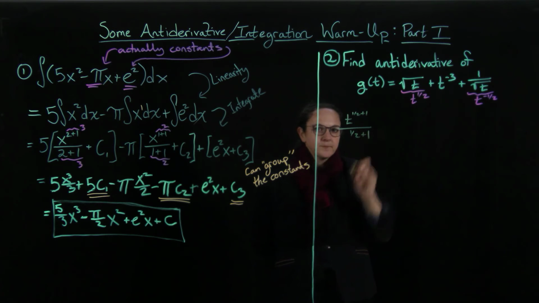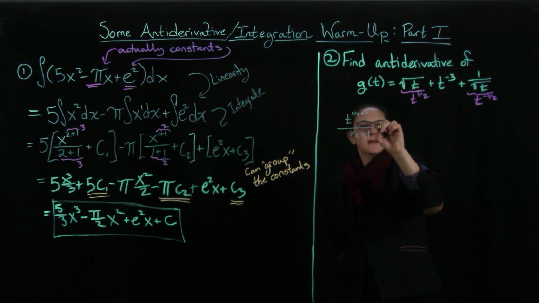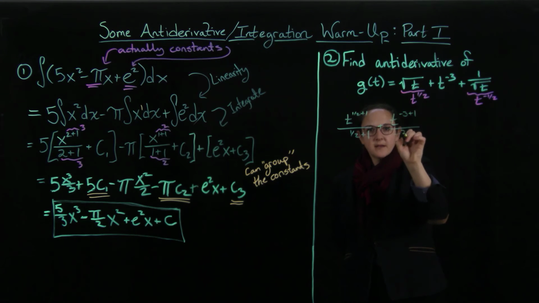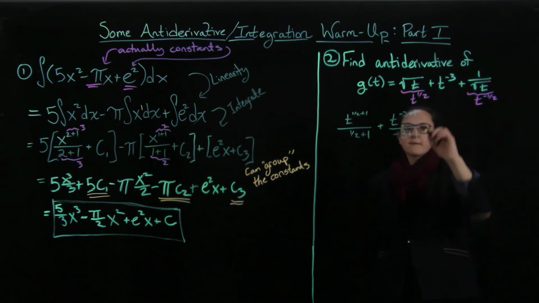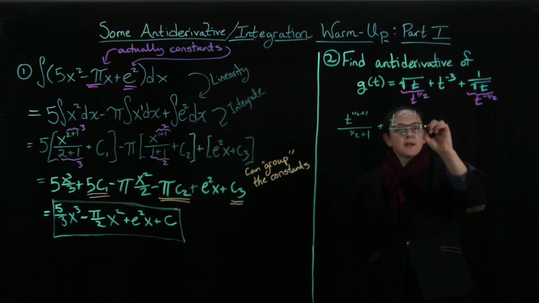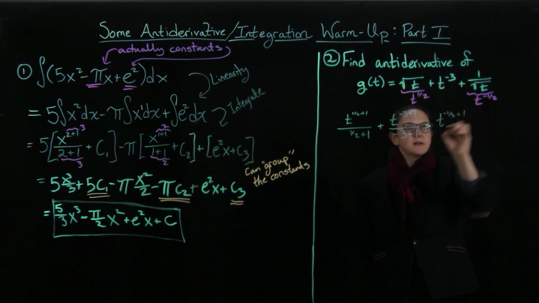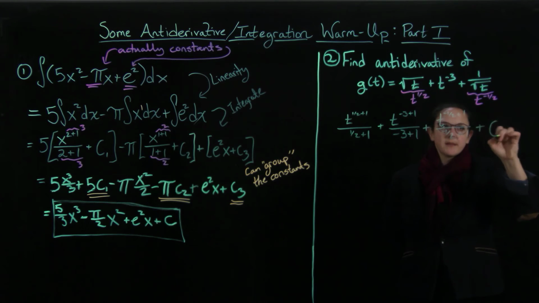plus 1, right? And then from here I have plus t to the minus 3 plus 1 divided by minus 3 plus 1. And then for this one here, I'm going to have plus t to the minus 1/2 plus 1 divided by minus 1/2 plus 1. We're actually looking for the generalized antiderivative, so I'm going to put a plus c here.